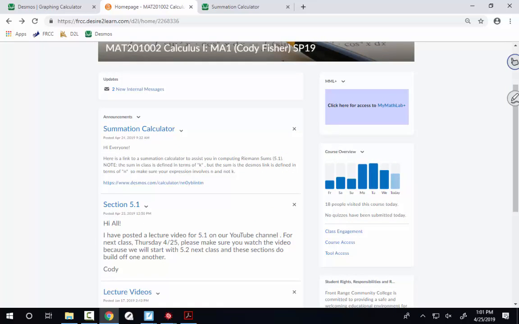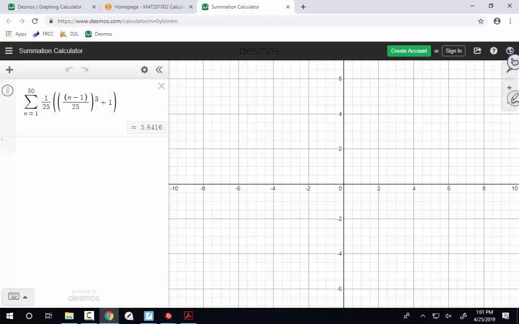If you watched the video, you saw that there's a lot of summations that come up. So I did post a link to this summation calculator here. The sums in 5.1 are all finite sums. In 5.2, we'll start looking at infinite sums. Are we going to have to memorize that? No, the summation formulas you need to know.